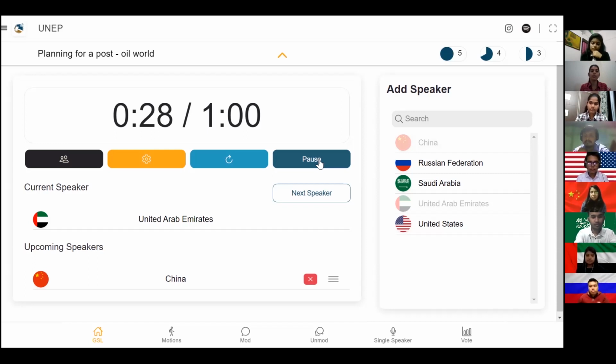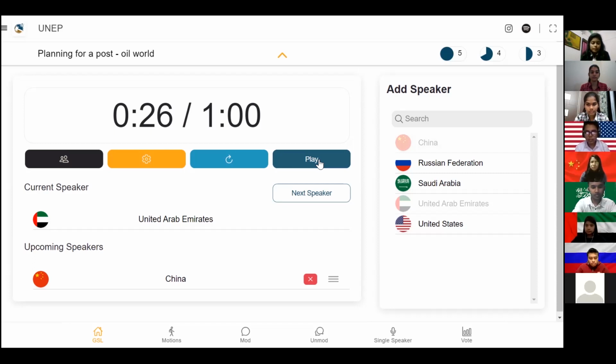Now the delegate of UAE is left with around 28 seconds. Let us see how she yields her time. I'd like to yield my remaining time to the next speaker. Okay, delegate, that is in order. Delegate of USA, you have the remaining time of the delegate of UAE, that is 26 seconds.